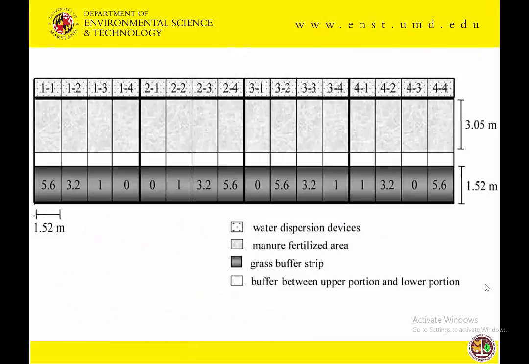This is where their rainfall dissipators were. Each of these plots was hydrologically separated. They put the manure on up here. This is the zone where they collected the runoff from the poultry litter plots. And then the water continued, other than the little bit they sampled, on through the buffer, okay, where they again sampled the water, all right? So you've got a water dispersion device, a manure fertilized area, a sampling zone, a buffer strip, and another sampling zone down there. So you can look at the before and after it went through the grass buffer strip.